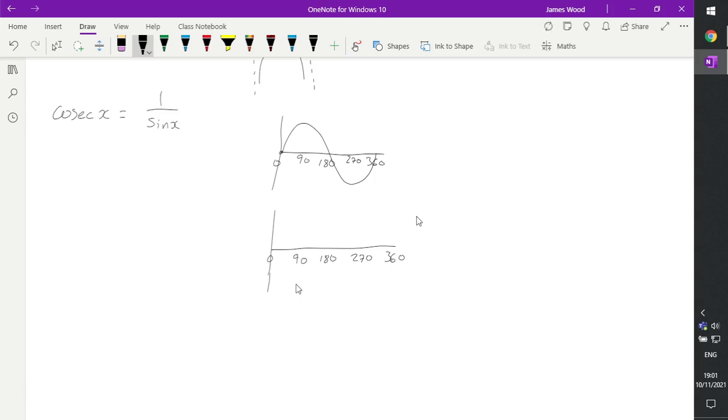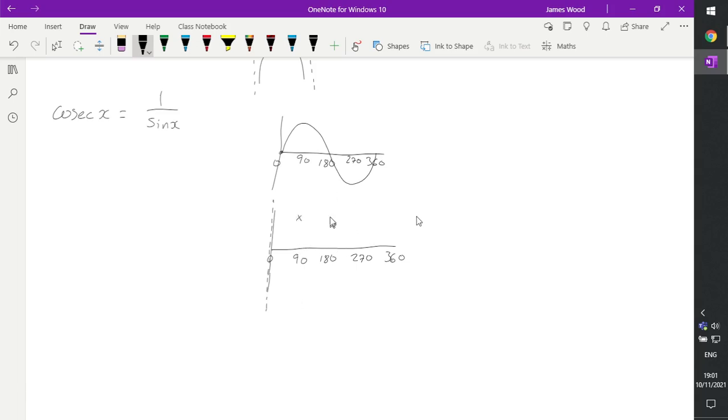Okay, let's pick out some key points again. So at 0, the value of sine x is 0. And like we said before, 1 over 0 is undefined, so that's going to generate an asymptote. So I'm just going to do a dashed line down here. At 90, sine x has the value of 1. 1 over 1 is still 1, so it's going to go through that point.